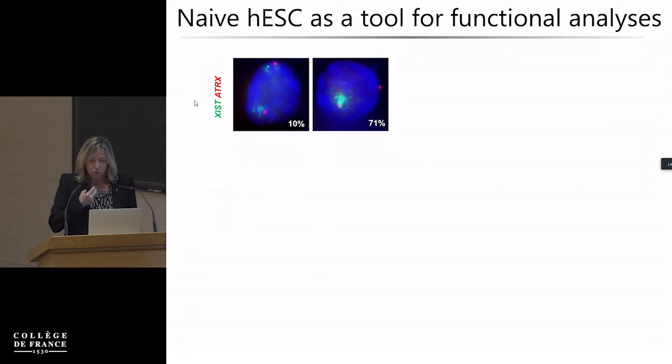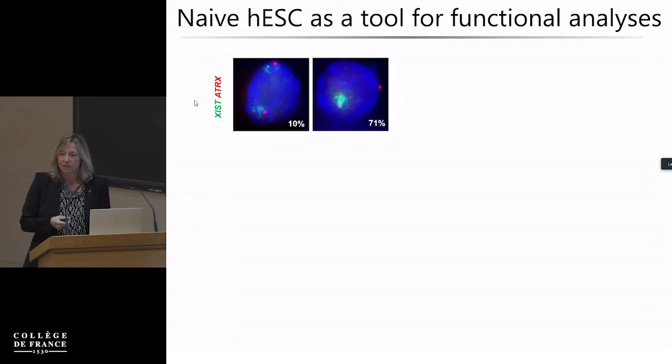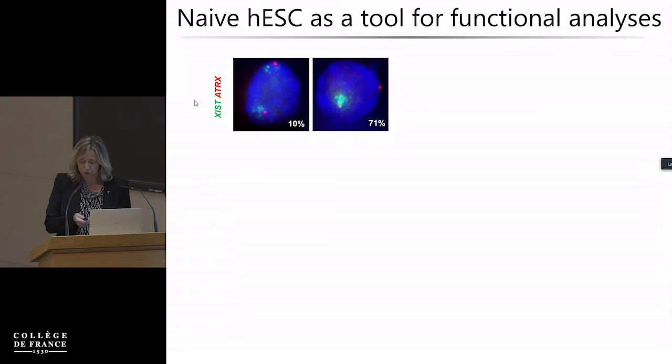So to address this, we cannot do any functional studies in human embryos, so we had to turn to these naive embryonic stem cells that supposedly mimic early human development. And so this is what we have in those cells. So the first thing is that indeed the X chromosomes are active in human ES cells, the two X chromosomes. So you can see that by RNA FISH. So this time this is the X-linked gene ATRX in red, and you see that in all cells, or almost all cells, there are two signals of ATRX.